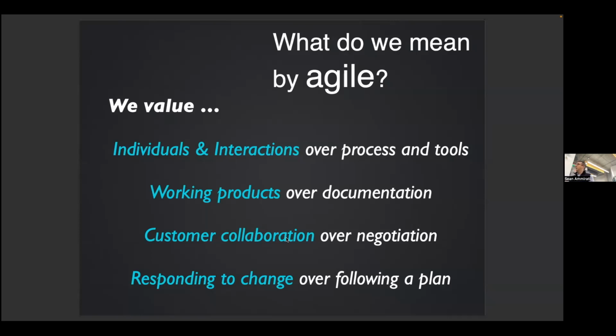But the basic high-level bit here is that the text in blue you're valuing more than the text in white. So you're not saying, I don't value processes and tools. You're saying individuals and their interactions are more important. You're not saying I don't value documentation. You're saying working products are more important than documentation. Coming out of this, the question becomes, what's the wrapper you put around an Agile approach to building things to do this?